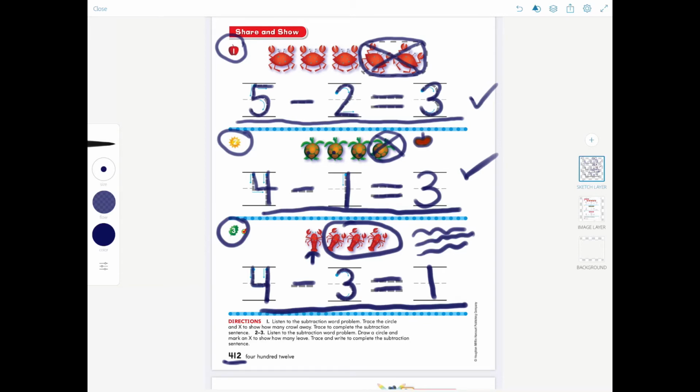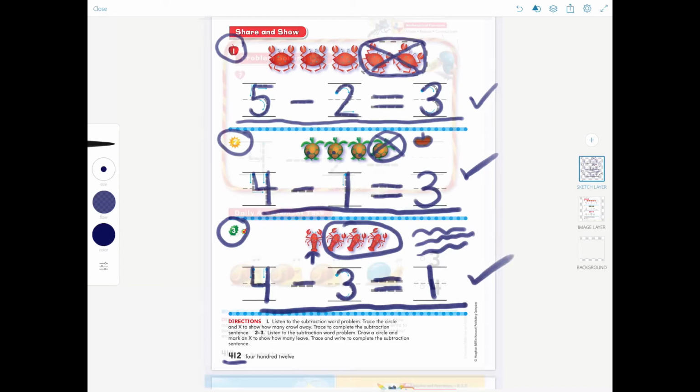And that means if I read it as a story to you, it would be there were 4 lobsters and 3 went away, and so 1 was left over. All right, guys, time to turn the page.